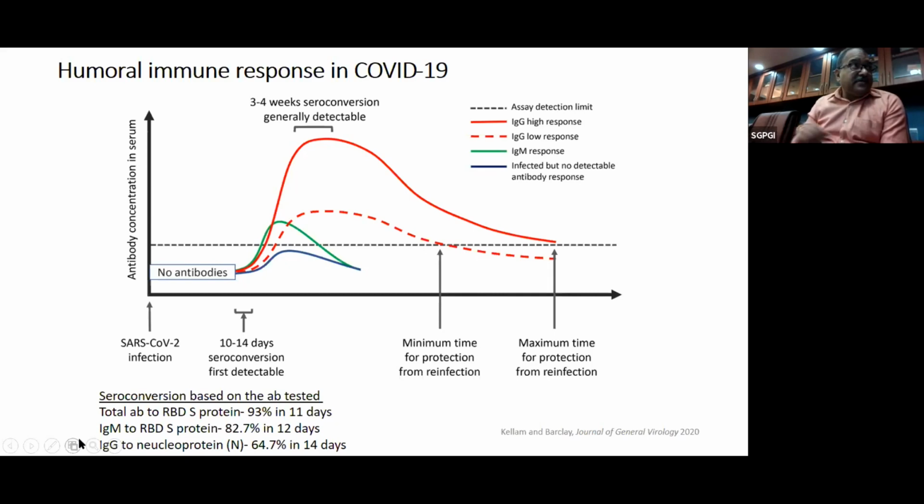As has been listed at the bottom of this slide, antibodies to the receptor binding domain of the S protein, also called the spike protein, are seen in more than 90% of individuals by day 11, whereas IgM antibodies to this receptor binding domain of the S protein are seen in 83% of individuals by day 12, and IgG antibodies to nucleoproteins are seen in almost two thirds of the patients by the end of 2 weeks. But these antibodies, as you can see, tend to decline in levels with time.